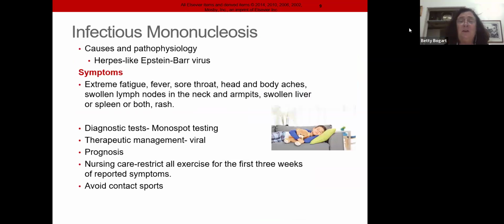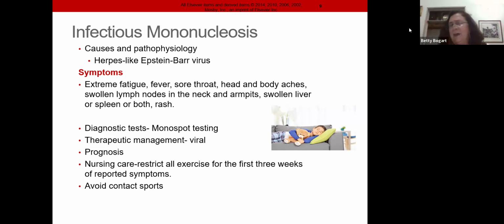Now, infectious mononucleosis is a child who presents with a sore throat, fever, and flu-like symptoms. They also have swollen lymph nodes, neck, groin, armpits, but they do get a swollen liver and spleen, and the spleen blows up like a balloon, okay? So it's a virus. Herpes, like Epstein-Barr virus.